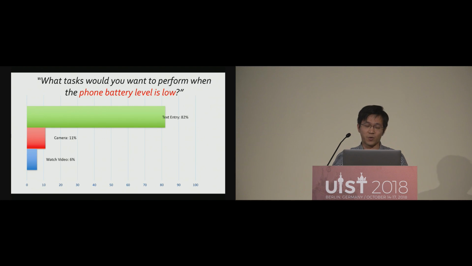So we did a preliminary study, a survey of 35 participants, by asking them what kind of task they would want to perform when the battery level is low. You can see that 82% of the users would still like to perform text entry related apps, such as Gmail, WhatsApp, Messenger apps, stuff like that. However, for using the phone camera or playing online video, few people do that, like 11% and 6%.